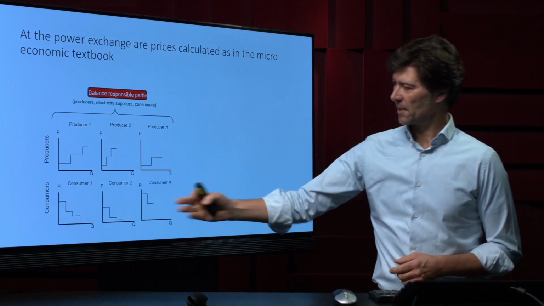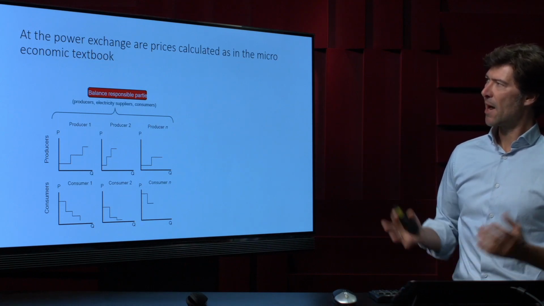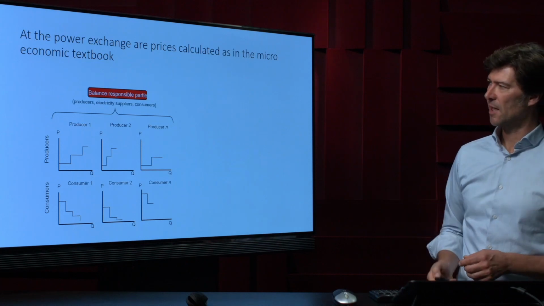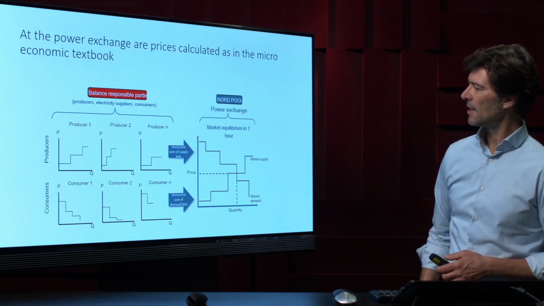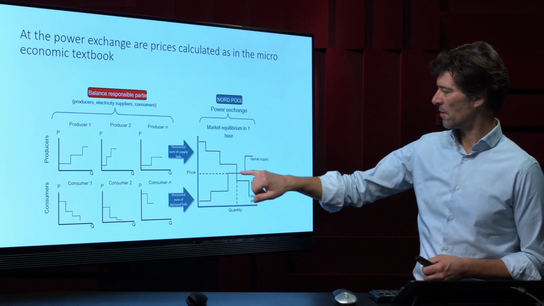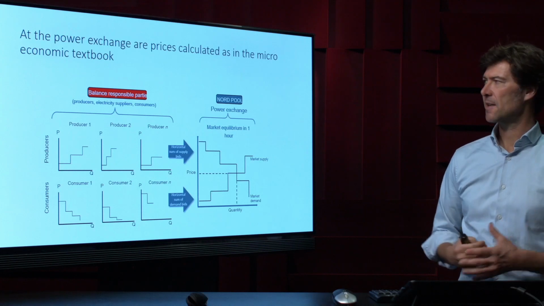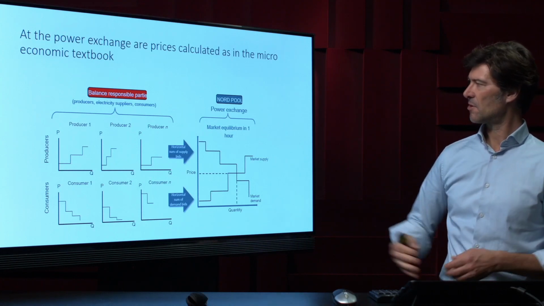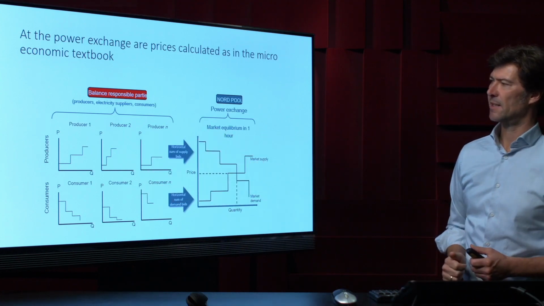Also, we have the different demand curves for consumers, and the power exchange does just as in the microeconomic textbook: put these curves together and create a market supply and a market demand, and then, as we just illustrated, find the price where these curves intersect. So this is basically the task for the market operator, to calculate prices and schedules hour by hour based on the bids from the generators.